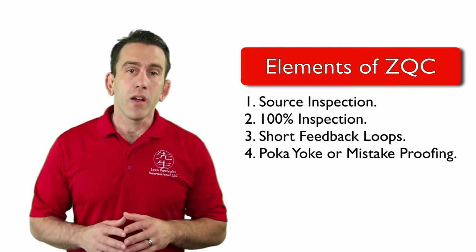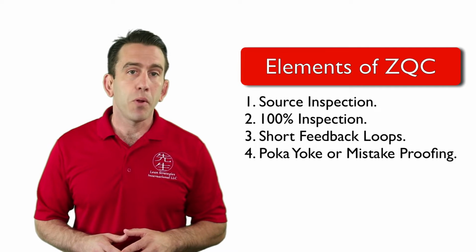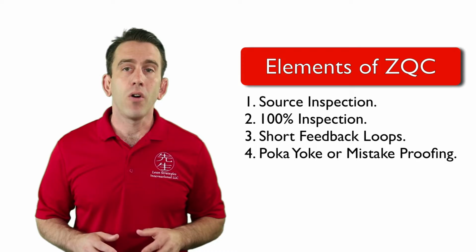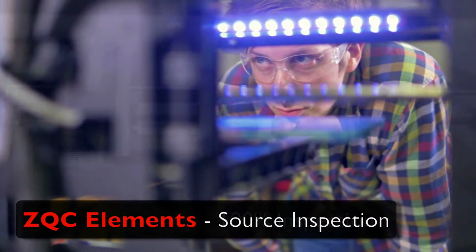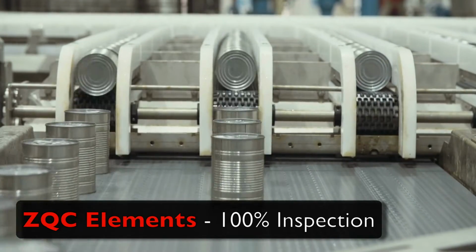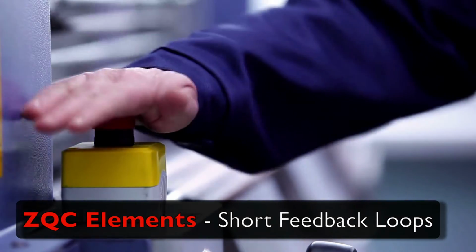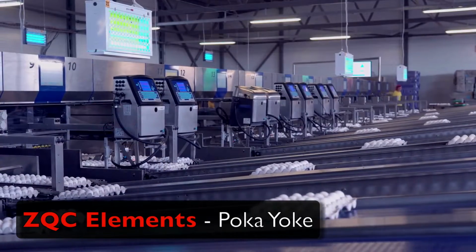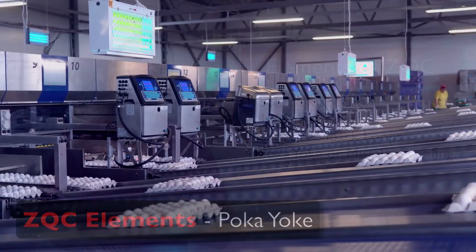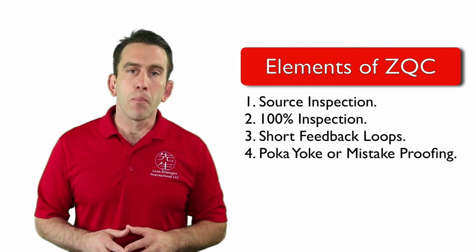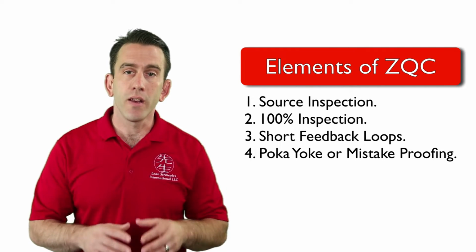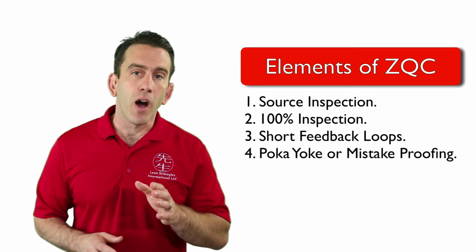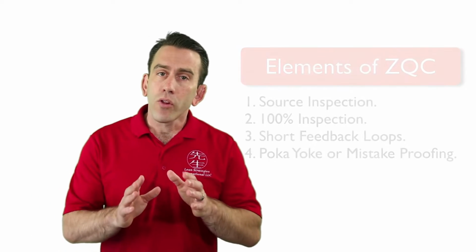The Zero Quality Control system works best with implementation of 4 foundational elements that we will introduce here: source inspection, 100% inspection, short feedback loops, and Poka-yoke or mistake proofing. These 4 foundational elements have been proven to effectively help move from a process of inspection to an environment of process control. We will discuss more in the coming modules.